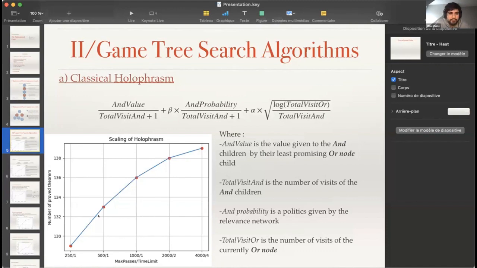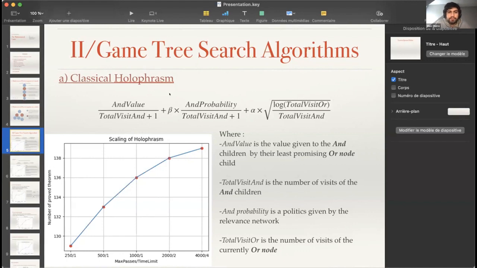Here you have the results of the algorithm on the first 200 theorems of the Holophrasm test set, with a parameter of 10 for the beam search used in the generative network. On the x-axis, you have the settings: on the left, the max passes, so the number of visits allowed, and on the right, the time in minutes. And on the y-axis, you have the number of theorems proved out of 200.